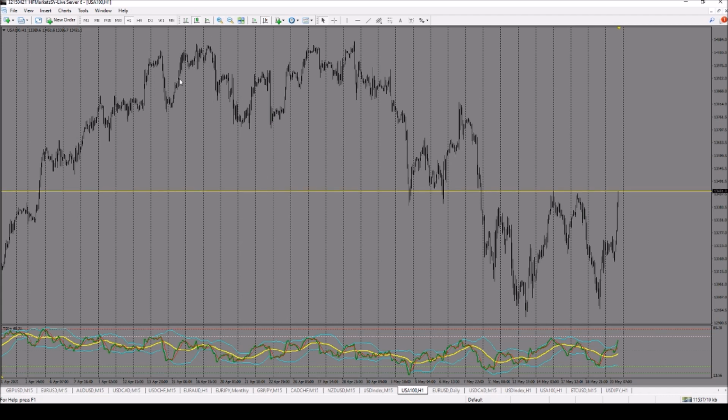So this is US 100, which is basically NASDAQ in other terms. It's a gauge of the top 100 companies in America, their performance combined and plotted on a chart. It's a very high paying asset, but you really need to know what you are doing if you ever try to trade this instrument.